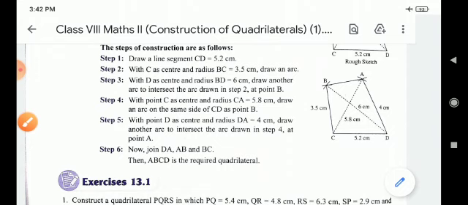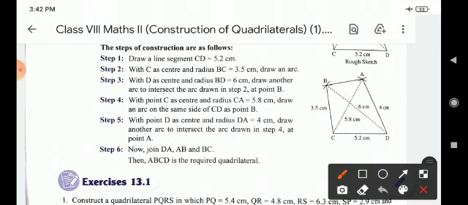Last point, that is step number 6. Now join AB, CB, DA and AB. Therefore, it is the required quadrilateral.